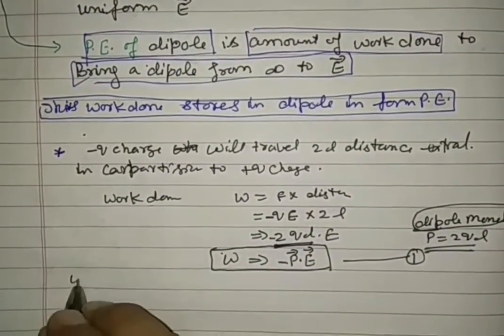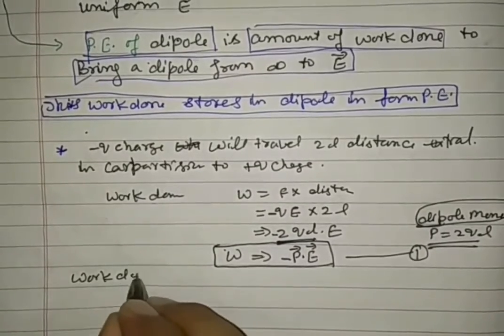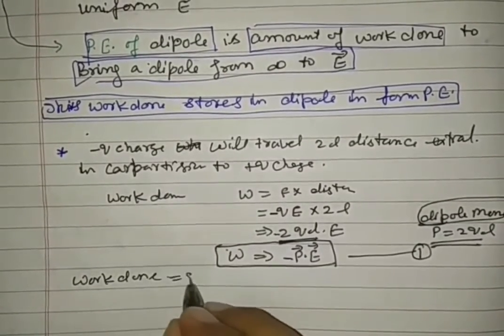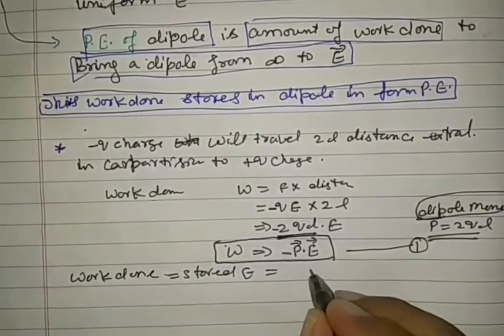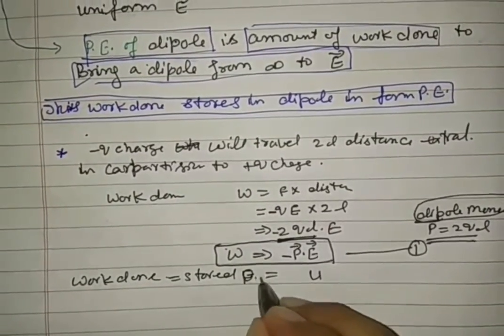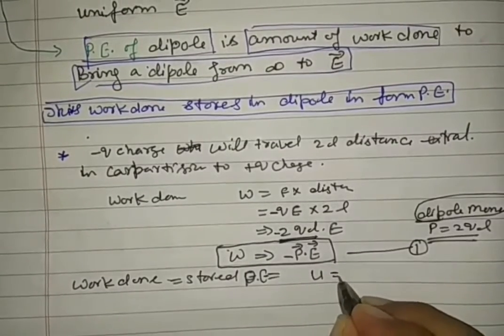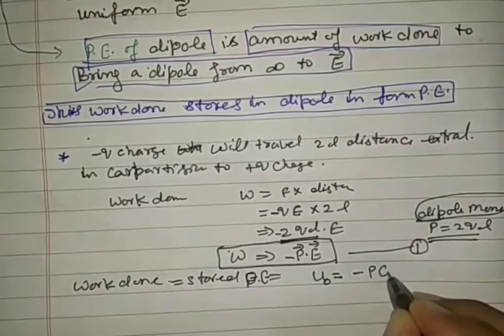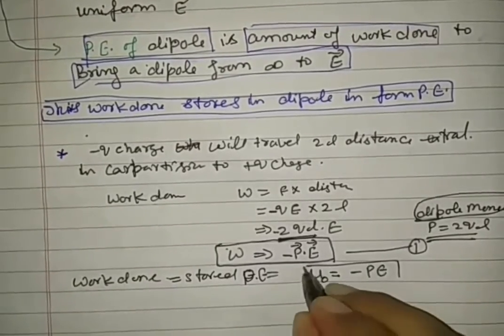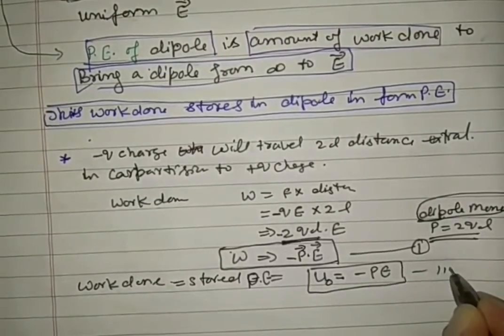This work done is equal to the stored energy. So the stored potential energy U is equal to U naught, which is minus p dot E, represented by equation number 2.